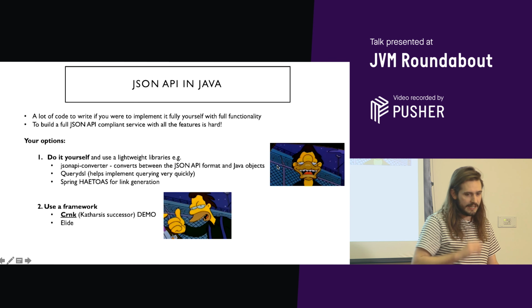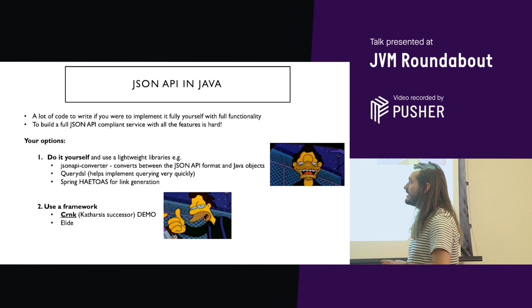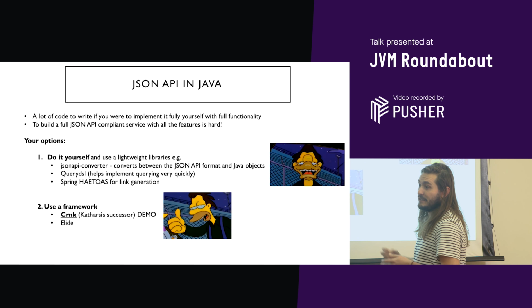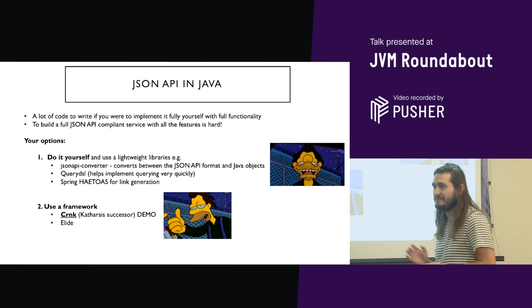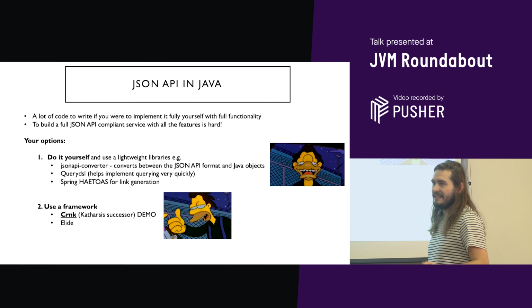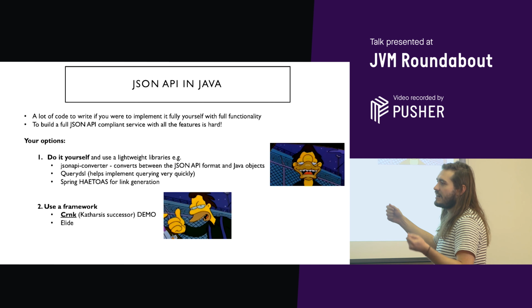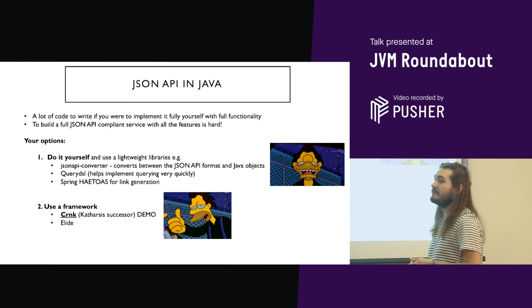So what does JSON API look like in Java? There's a few options. You can basically do it all yourself from controllers, and then having all these objects like the data, the attributes and all that kind of thing, but it's very heavyweight.